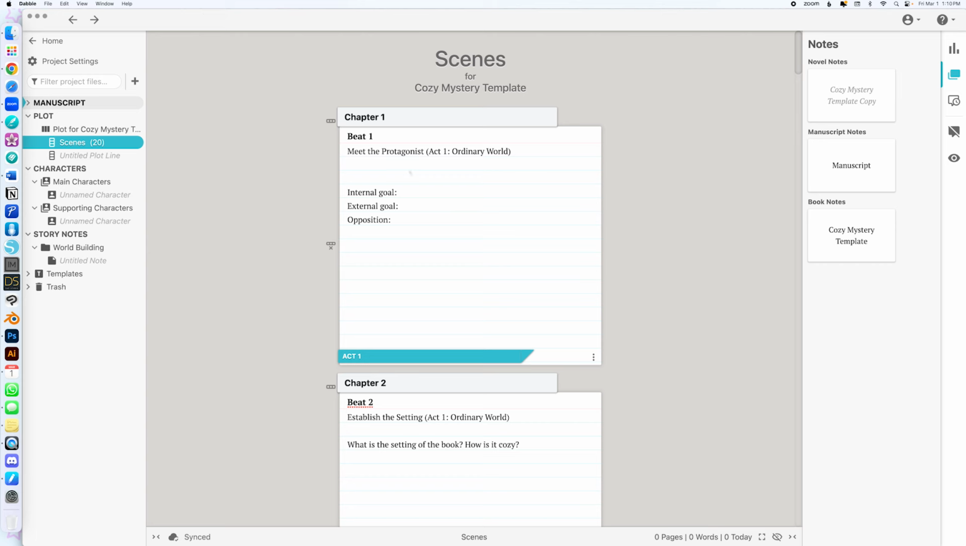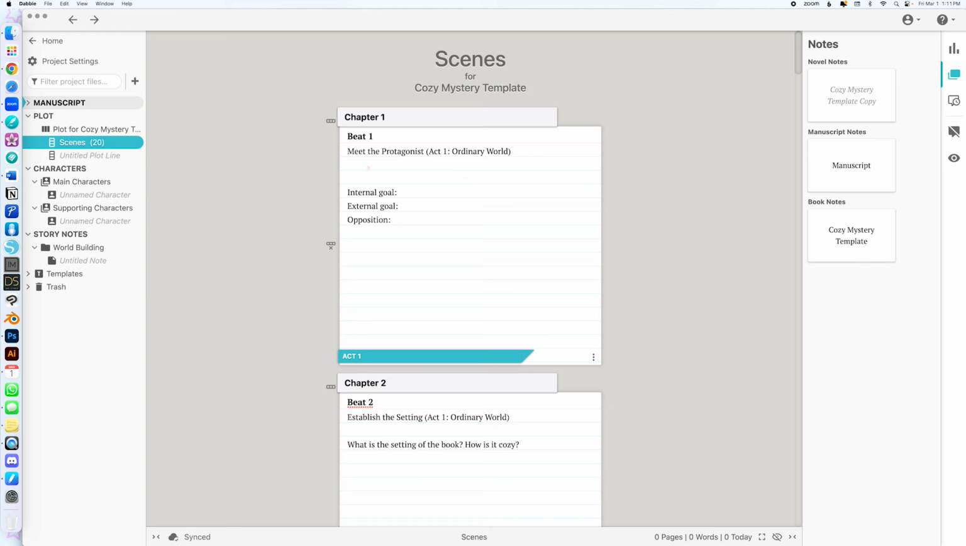So the first beat of the book is we kind of meet the protagonist. Right now it's labeled as chapter 1, but that's just because that's the way Dabble organizes it. Disregard the chapters because they kind of move around, but pay attention to the beats only when I'm going through this. So the first beat is meet the protagonist. It's your act 1 and it's the setup of your ordinary world. And that's what I have here for me. This is basically kind of the beginning of your story.